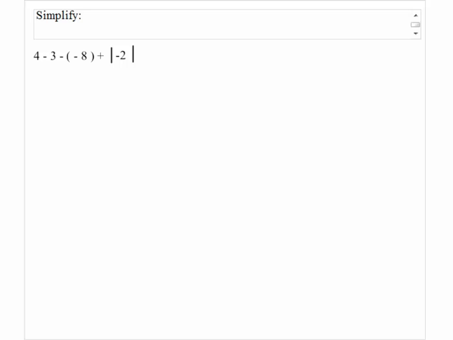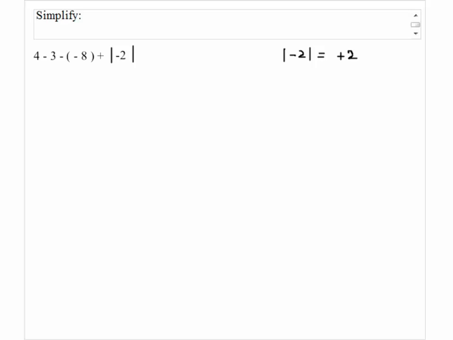We follow the order of operation. From left to right, we look for parentheses. We don't have any operation inside the parentheses here. We look for exponents. We don't have any exponents. We can evaluate the absolute value. Absolute value of negative 2 is equal to positive 2.